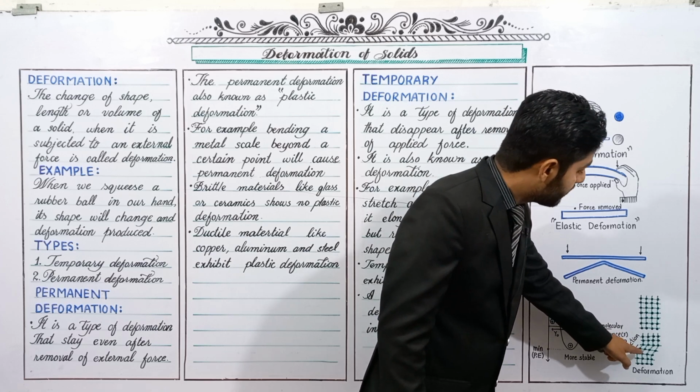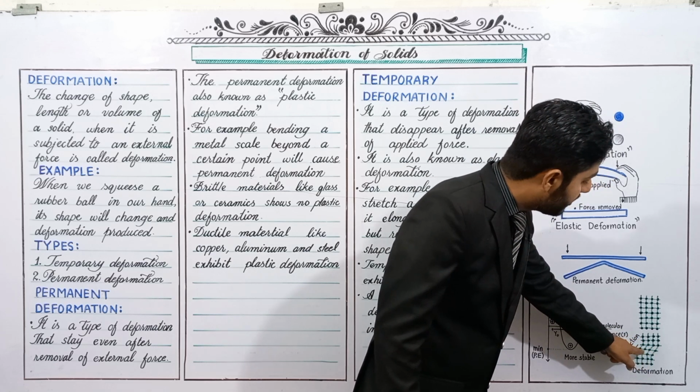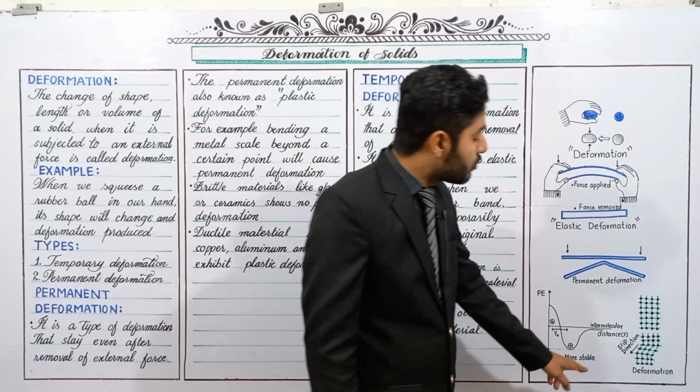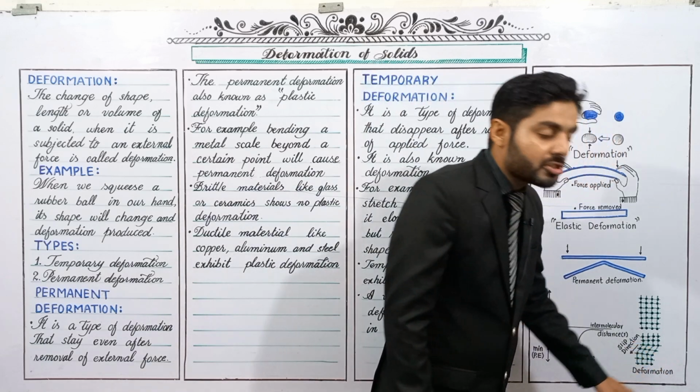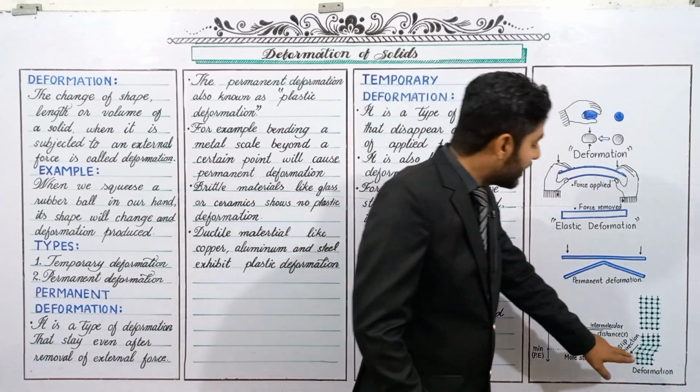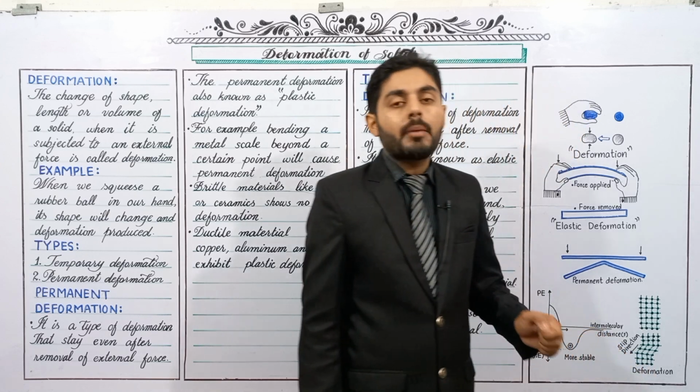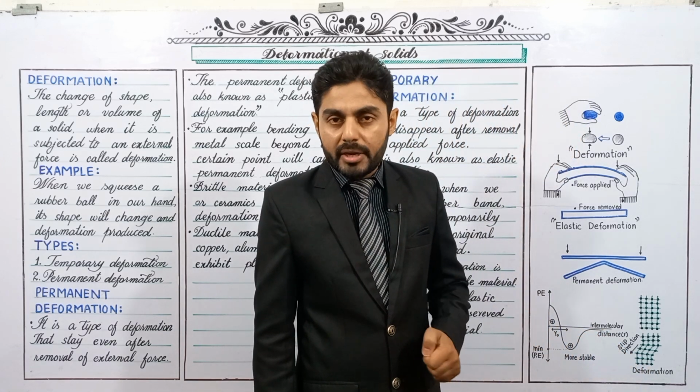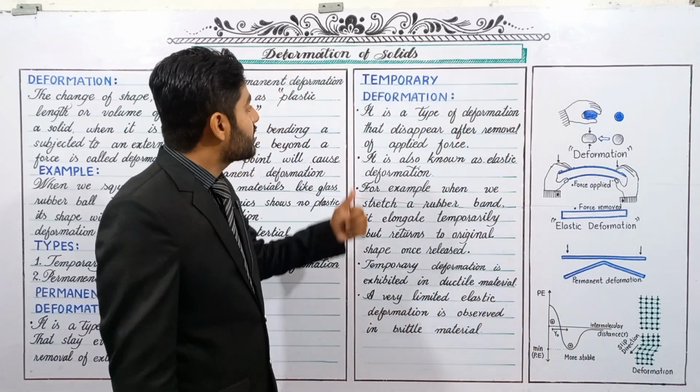As you can see, this layer is slipping from its original position and it will not go back to the previous position; it will remain in this position. These kinds of changes produce permanent deformation. Okay, let's start with temporary deformation.